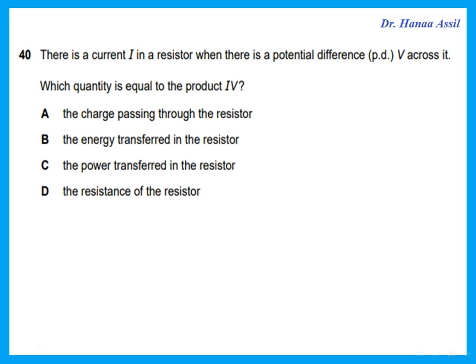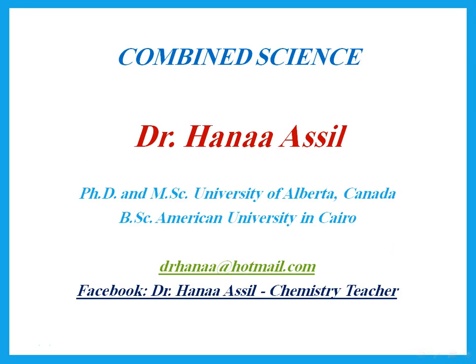There is a current I in a resistor when there is a potential difference V across it. Which quantity is equal to IV? Do you remember the equations in physics? Which one is equal to IV? The charge? No, the charge is Q. This is equal to IT, not IV. The energy, you should remember, the energy is IVT. The power, yes, the power is equal to IV. Resistance is V over I, not IV, so my answer is C.